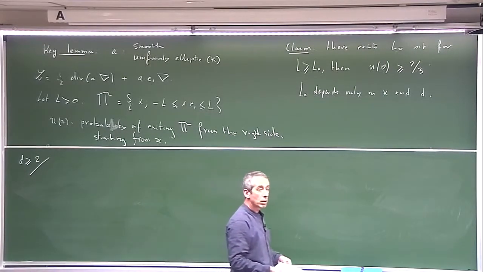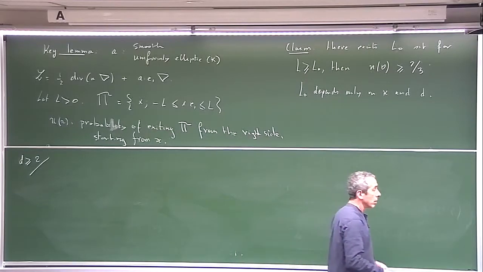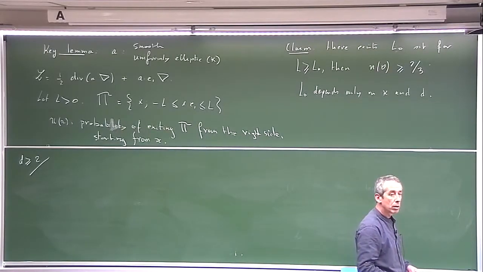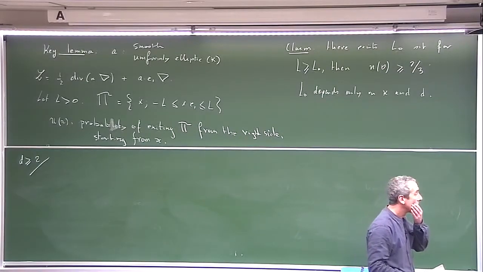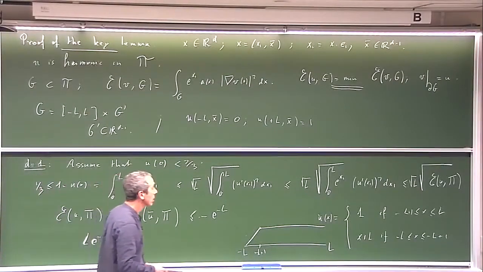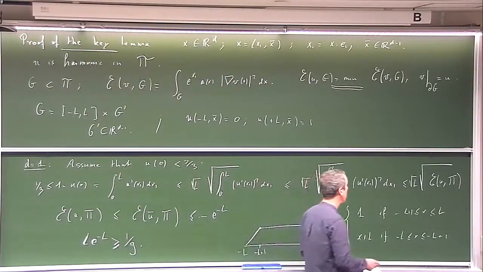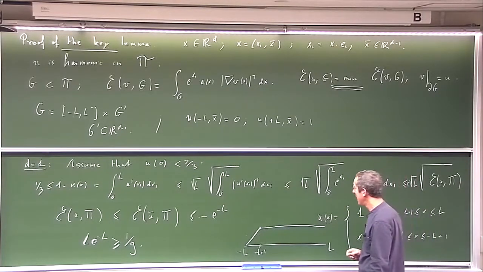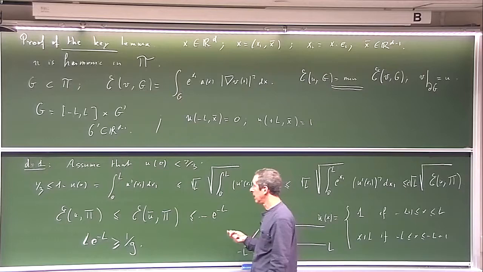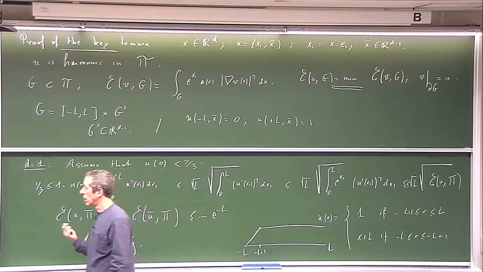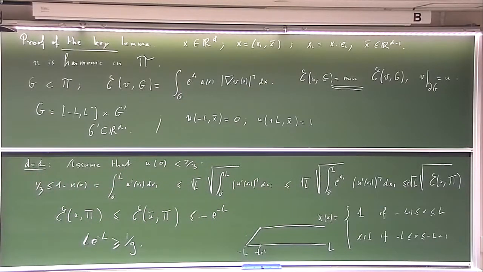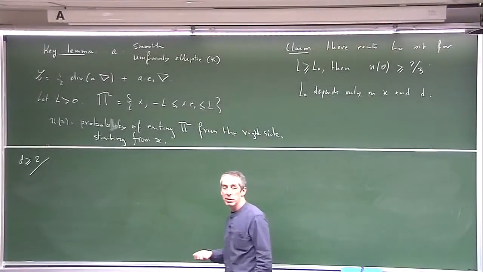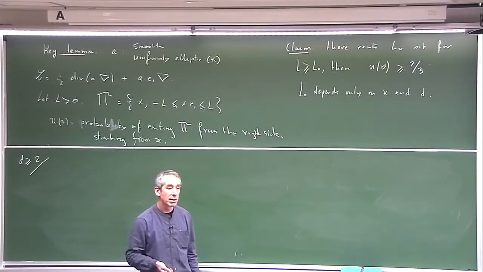I think in the upper bound, some constant, kappa, should appear in the upper bound. Certainly, you're right. So I'll put some C here. So there will be constants that depend only on the ellipticity constant, which I may neglect.